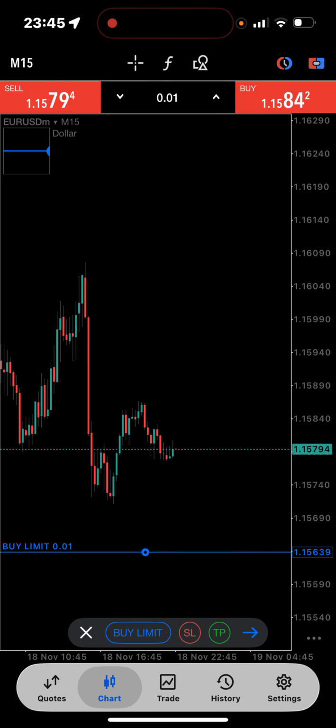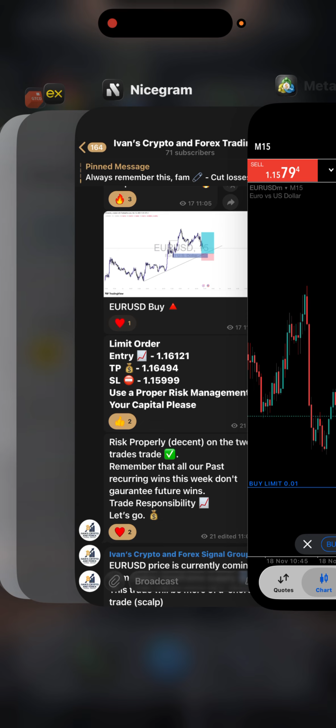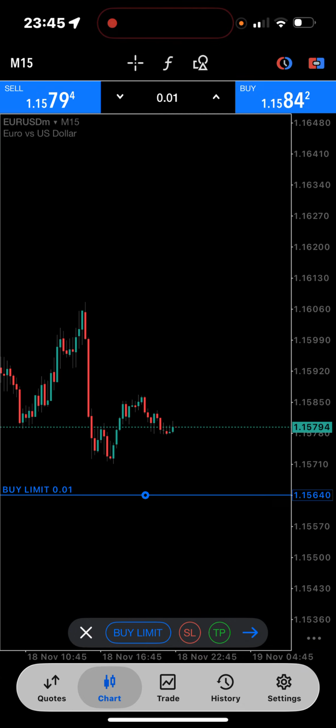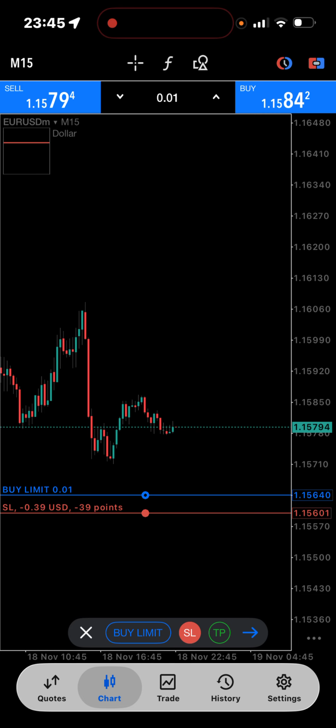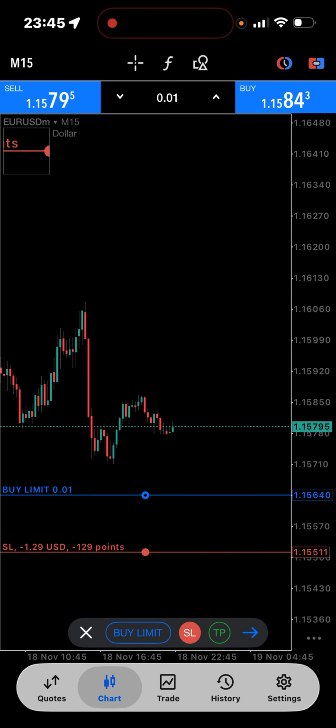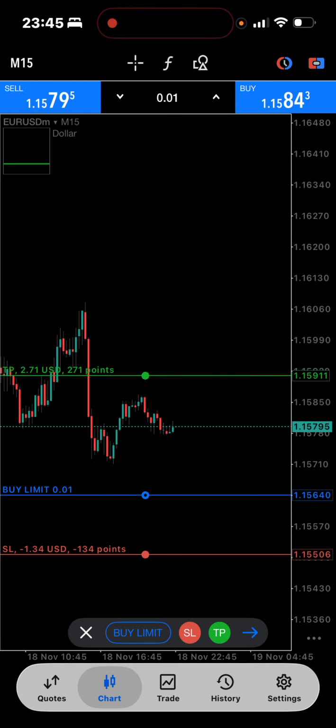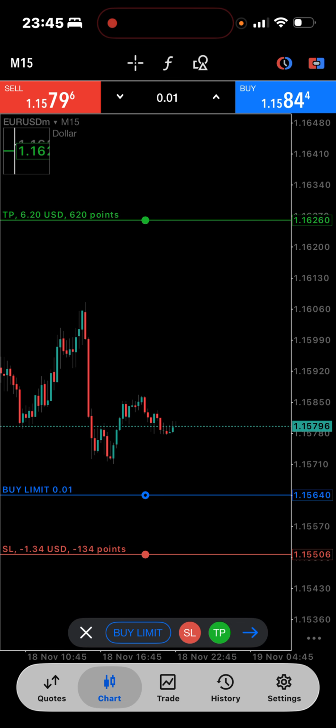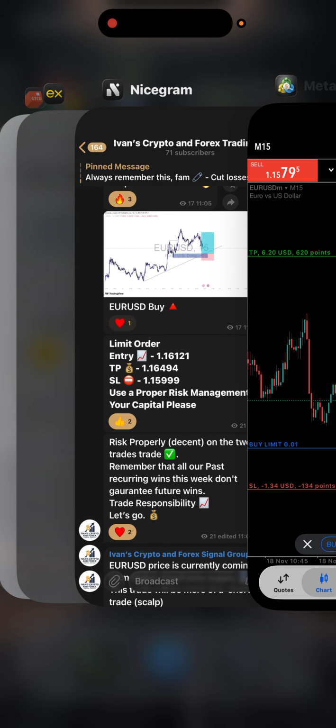So let's say I say buy Euro USD 1.15640. Okay, so now this is how it'll be. And if I set SL, your stop loss, which means how much you're going to lose, you can see it's shown at the left. And then your TP, you set your TP, shown at the right. So now as you can see, this is what I give you for entering.